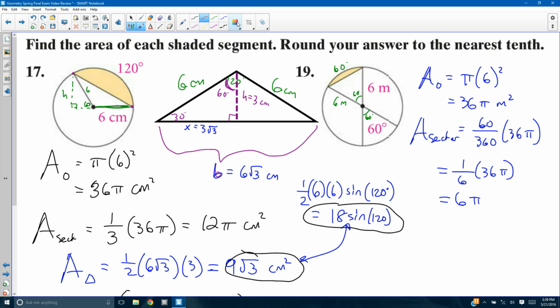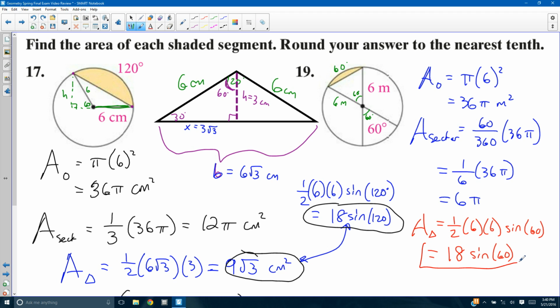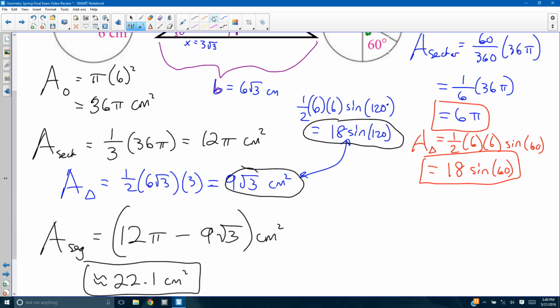Okay. The area of the triangle, as I just said that I'd do shorter this time, if 6 and 6 are these two A and B's here, and theta is 60, it's going to be 1/2 A, B, sine of theta, which is going to be half of 36, which is 18, times sine of 60. There's the area of the triangle. Here's the area of the sector. Let's subtract. Let's do area of sector minus area of triangle to get the area of the segment. It's going to be 6 pi minus 18 sine of 60.